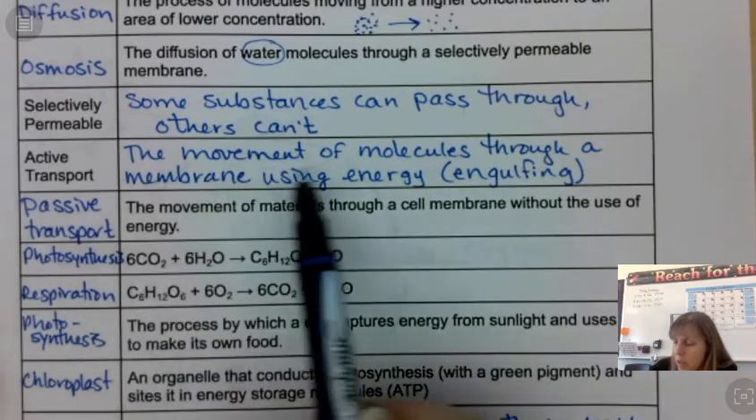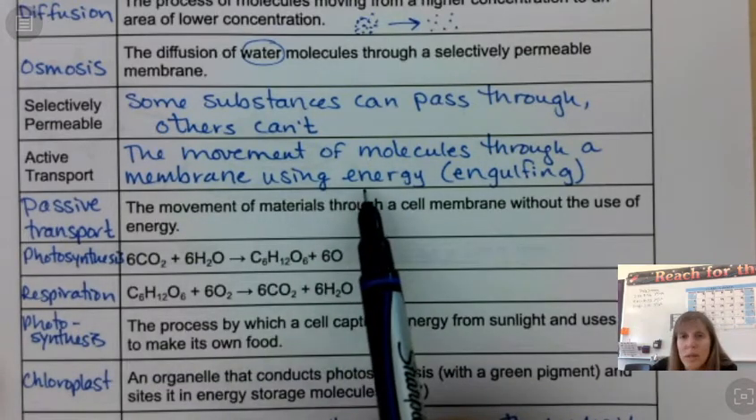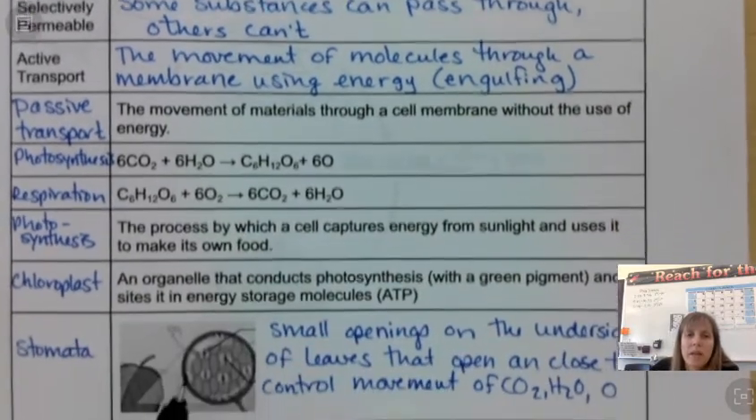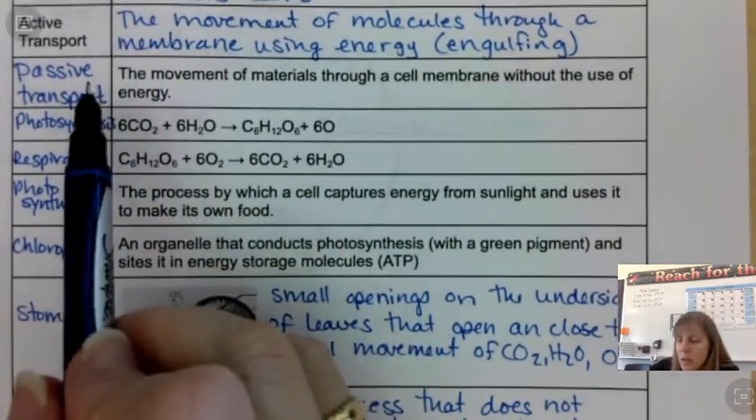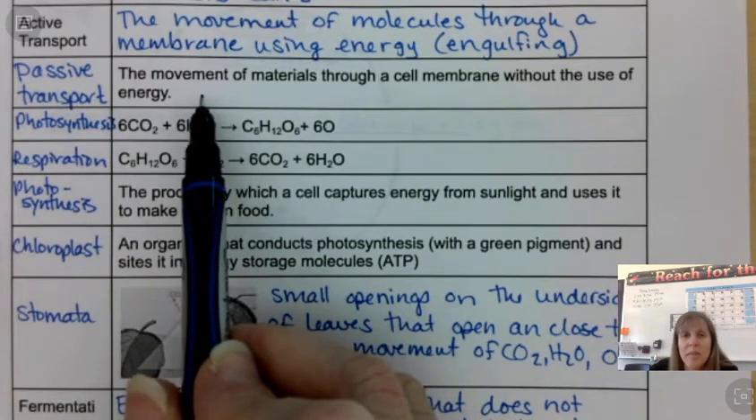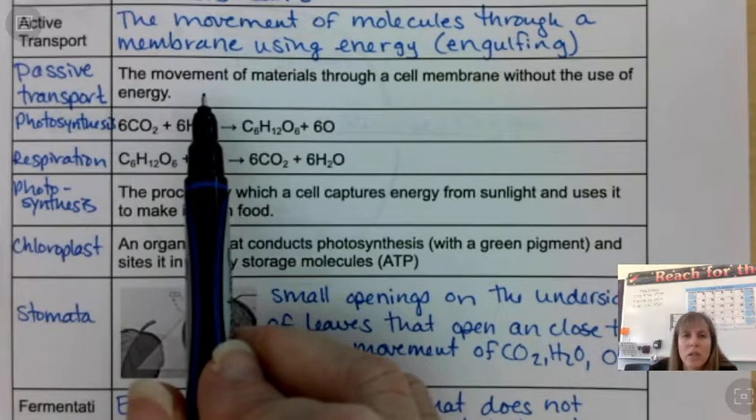Active transport is the movement of molecules through a membrane using energy, and engulfing was an example that we used. Passive transport is the movement of materials through a cell membrane without the use of energy. We used an example of this of a truck rolling down a ramp, okay, not having to use any energy, it's just going down a ramp.